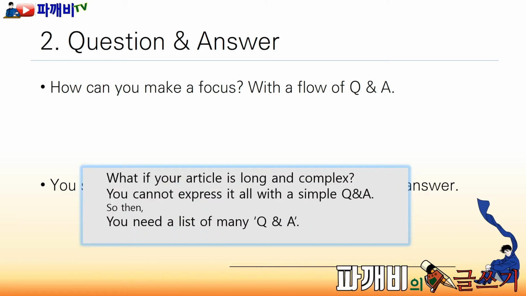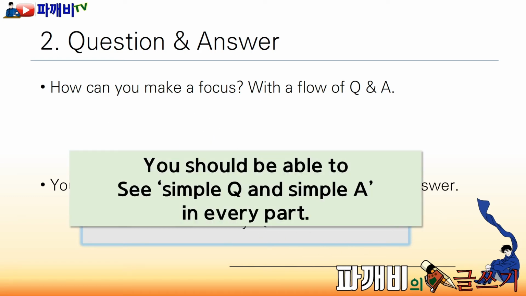What if your article is long and complex? You cannot express it all with a simple question and answer. So then, you need a chain of many question and answer. The focus needs to move. Let me summarize this. You should be able to see simple question and simple answer in every part of your article. Then your article can be good.